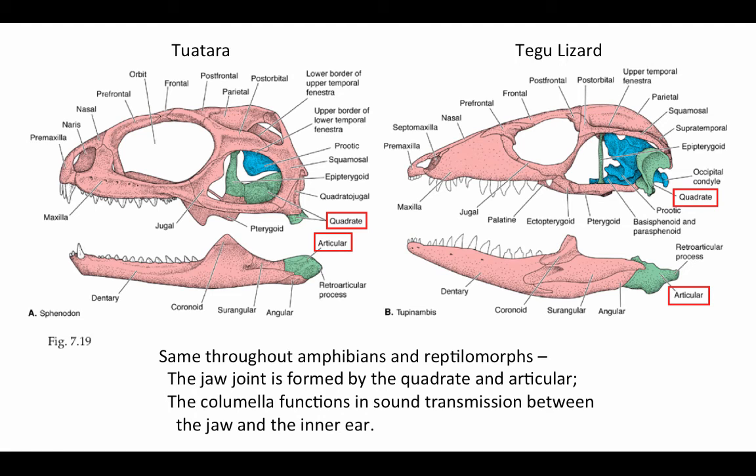So here we have again the tuatara, and again you can see the quadrate and the articular forming the jaw joint. In tetrapods, the palatoquadrate ossifies not only as a quadrate but also as this bone known as the epipterygoid that you see running through the middle of the skull. And here's another example of the tegu lizard. Again, the articular and the quadrate form the jaw joint, and we see this other ossification of the splanchnocranium known as the epipterygoid. The columella still functions in these groups in sound transmission between the jaw and the inner ear.